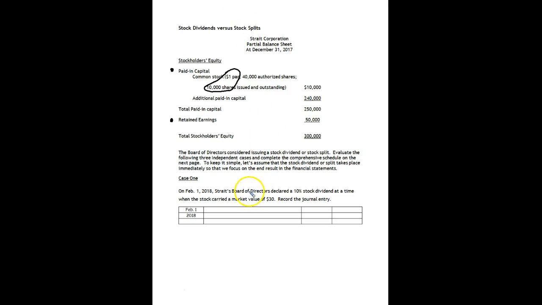Then, in our narrative, the board is considering either a stock dividend or a stock split, and we're going to look at three different scenarios. In the first one, the board declares a 10% stock dividend. If there's a stock dividend instead of a cash dividend, the question is, what's the cost of the dividend to the company? Because when it's cash, that's black and white. Whatever we're writing the check for is the cost.